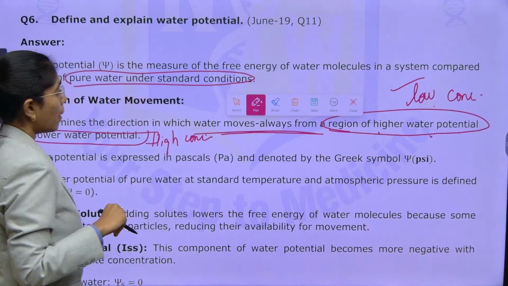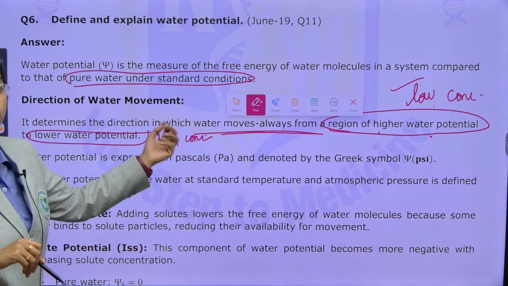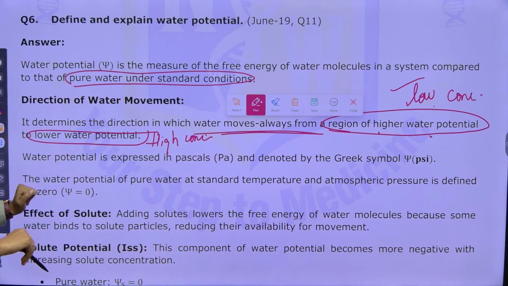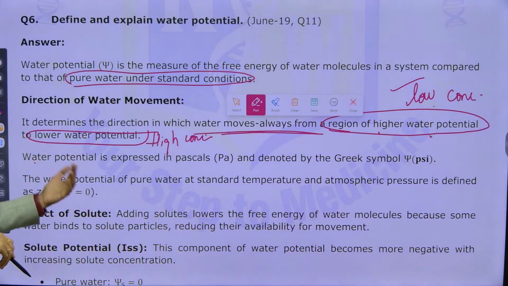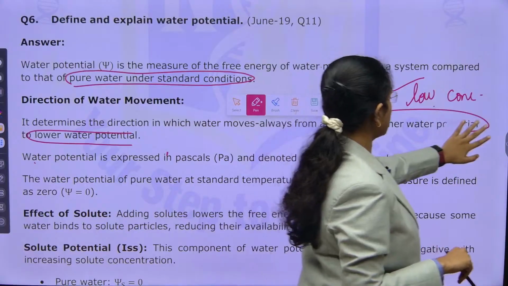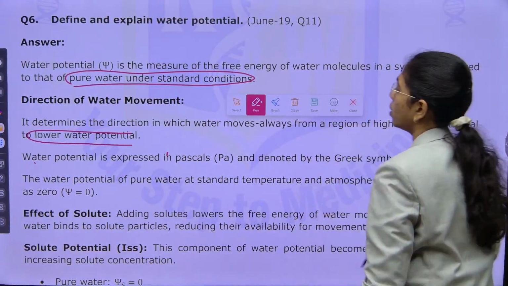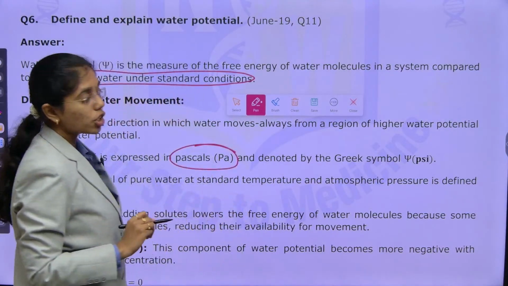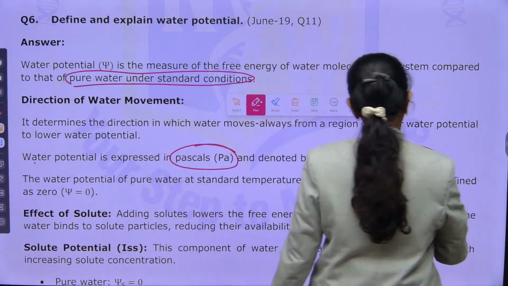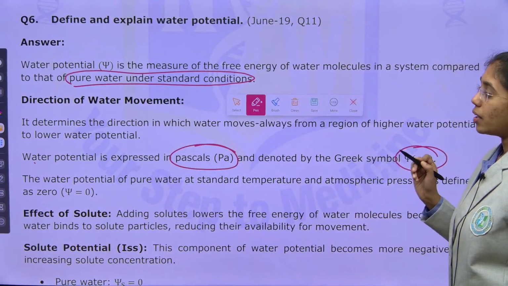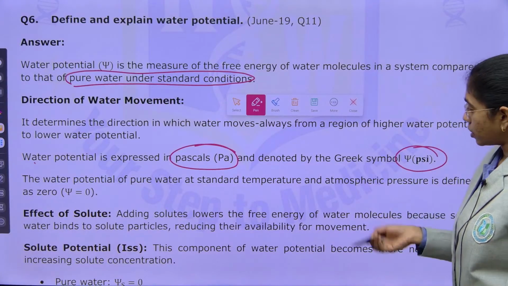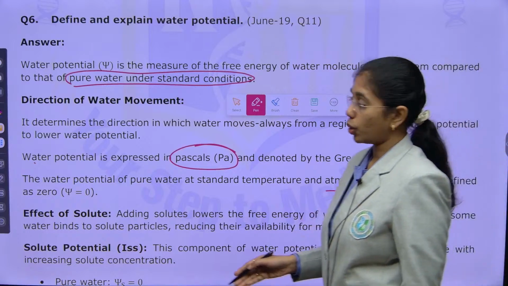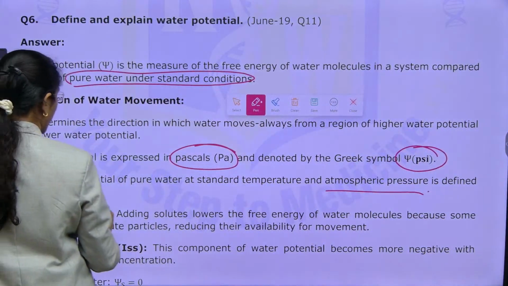Fine, right? Low to high I am talking with respect to solute, and water potential I am talking with respect to water, high water potential to low water potential. Water potential is expressed in the form of what? Pascals. The unit of measurement for water potential is pascals, and this is denoted by the Greek symbol psi. The water potential of pure water at standard temperature and standard atmospheric pressure is defined as 0. Water potential of pure water will be 0.